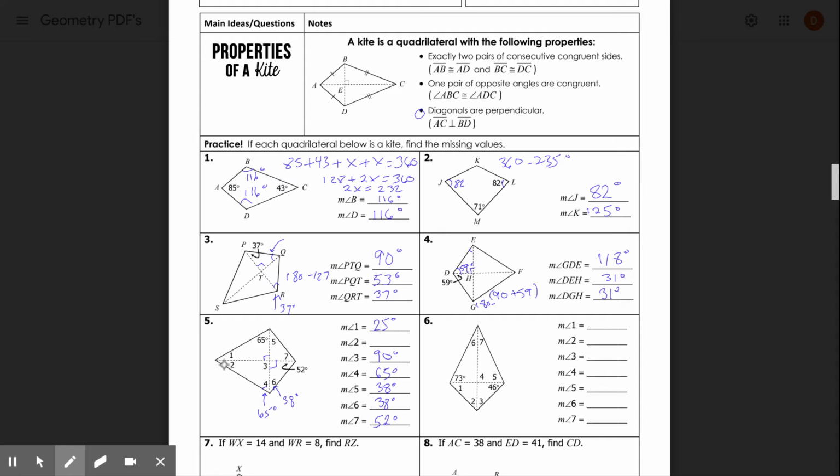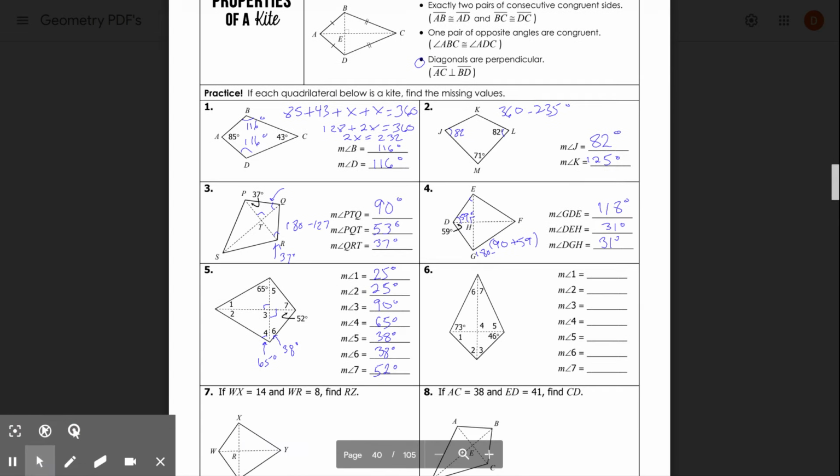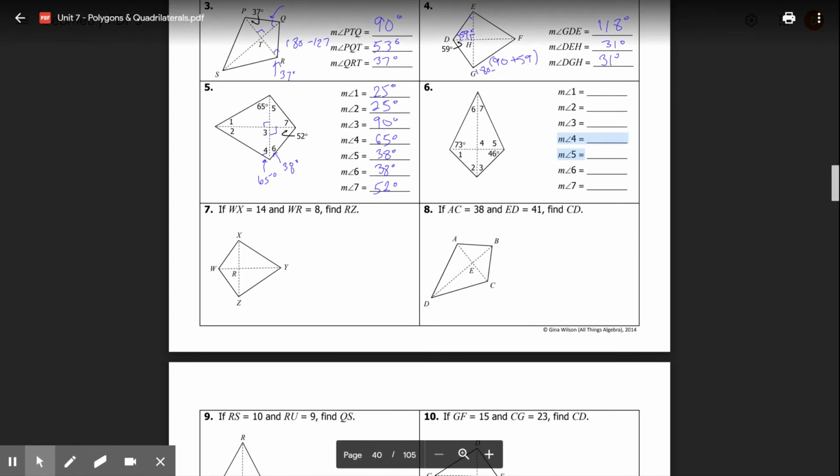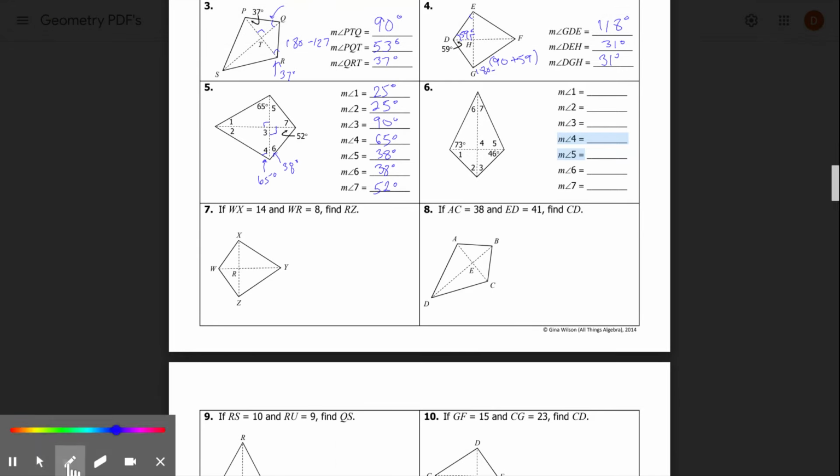And then number 2 is the same. It's also 25. Okay, so we got all those angles. I'm going to let you guys do number 6. And let's see if there's anything here that is tricky.